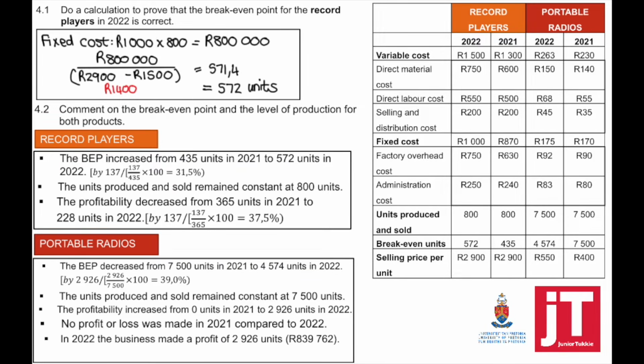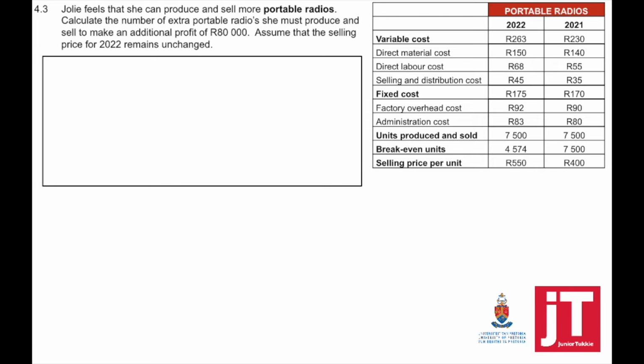In 2022, the business made a profit of 2,926 units. So if we get that total, we need to take the contribution per unit, which is the selling price minus the variable cost per unit, remember this is per unit, times the number of units produced more than the break-even point.